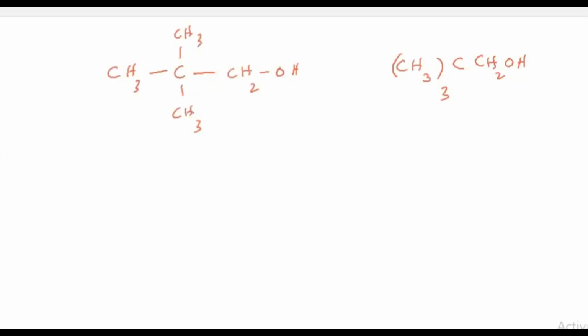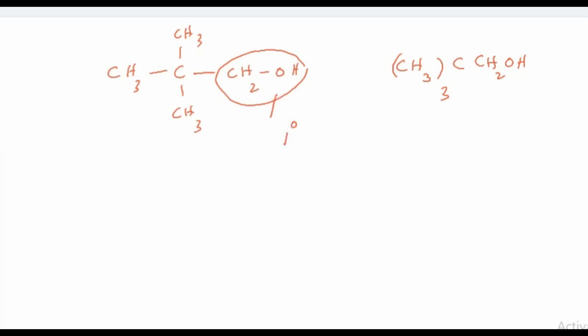Sometimes you may have a complicated structure like this. So if you want to identify this alcohol as a primary, secondary, or tertiary alcohol, look at this area. This is CH2OH. So don't be confused by this carbon that has three CH3 groups. This is CH2OH, so that's why this is 1 degree or primary alcohol.